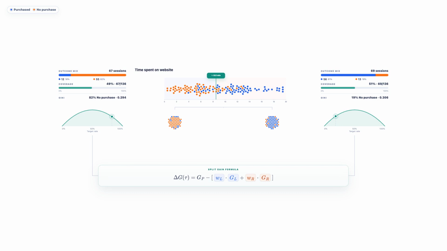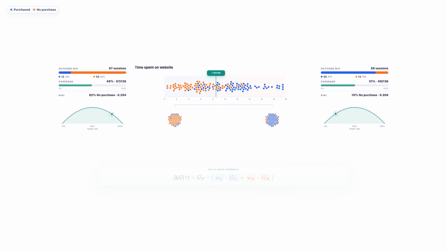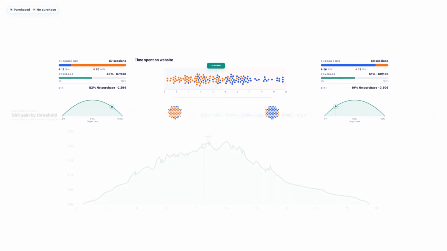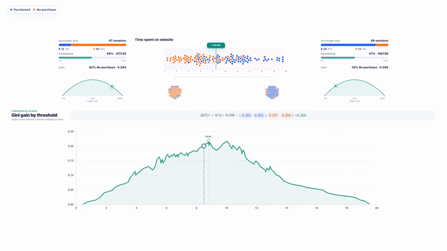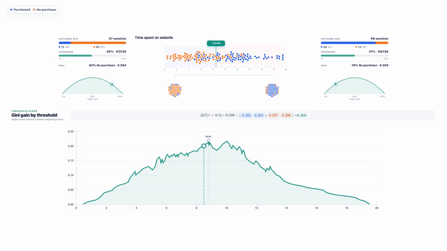So far, we have focused on one candidate threshold, but training a decision stump means comparing many of them. The gain curve is the score sheet for that comparison. Along the horizontal axis are possible threshold values for tau. Along the vertical axis is the Gini gain computed from the formula. Every point on the curve represents one candidate rule, one pair of leaves, and one weighted impurity reduction. The demonstrated split near 8.5 minutes has a gain around 0.20, so it is a useful split. But the curve also shows that a nearby threshold does a little better, with a best gain around 0.219.